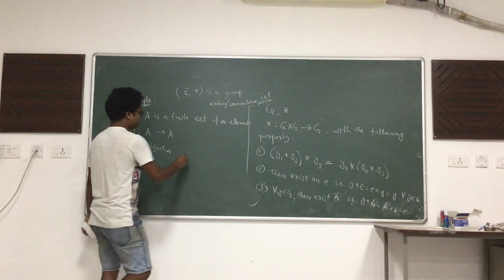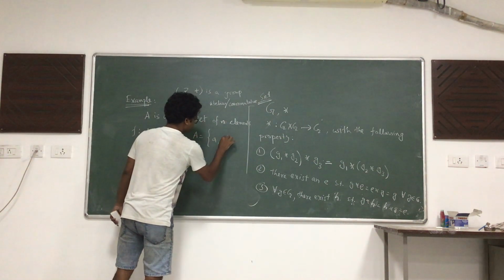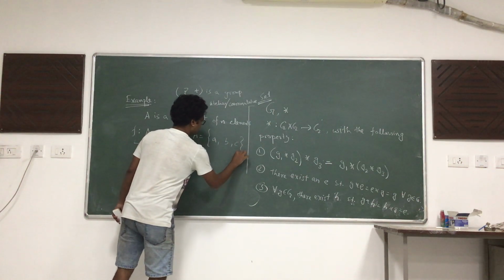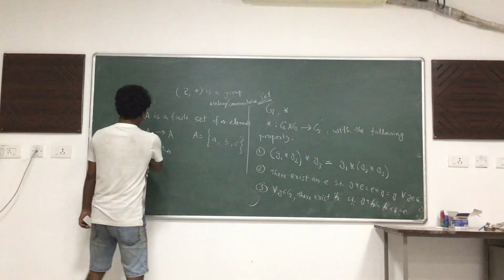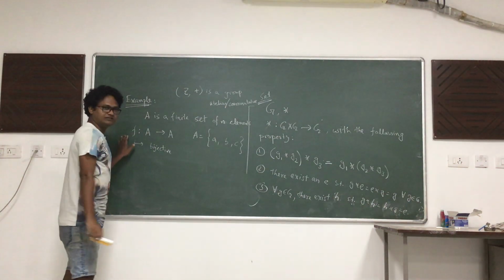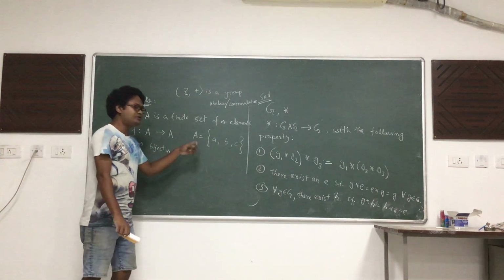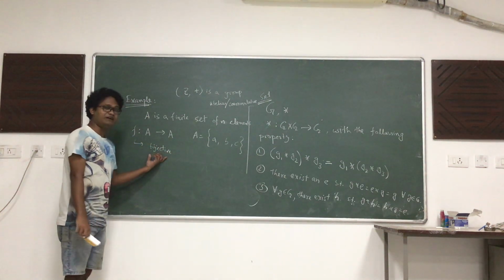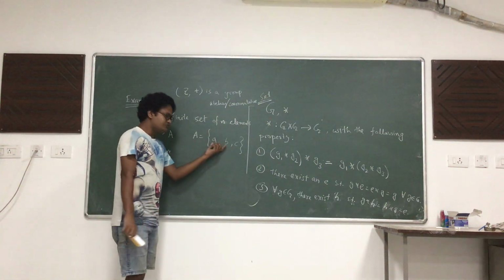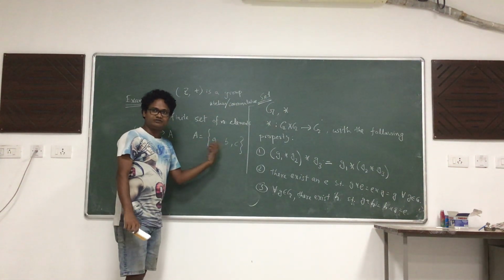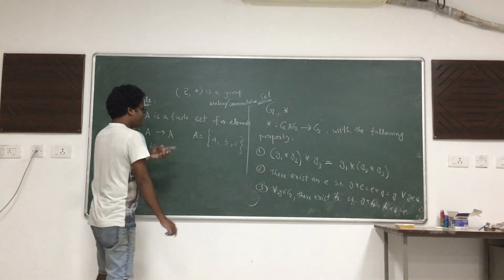Okay, so basically what I am saying is, let's say A has three elements, a, b, c. Now F is a function. That means I have to define a rule from A to A itself, such that it is a bijection. Bijection means it is not a many to one mapping, and it is not an into mapping, it is an onto mapping. Let us say I permute these elements.